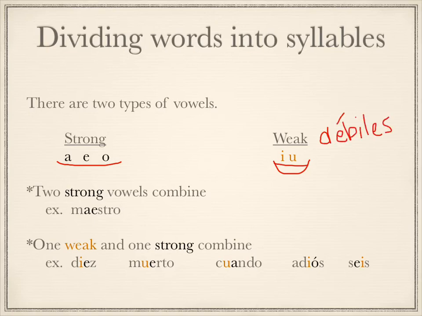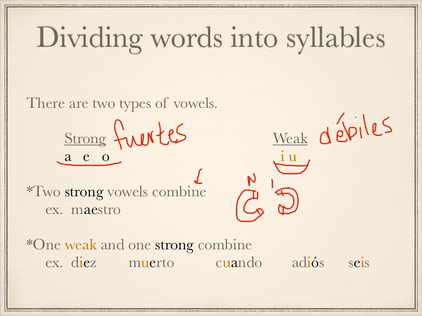Okay? Estos son fuertes. Fuertes y débiles. What happens when we have 2 fuertes vocales combinados? ¿Qué pasa? Well, like in maestro, what happens is much like 2 magnets, right? See if I can draw one. We have 2 magnets. It's horrible, okay? If we have north, south, they will repel.